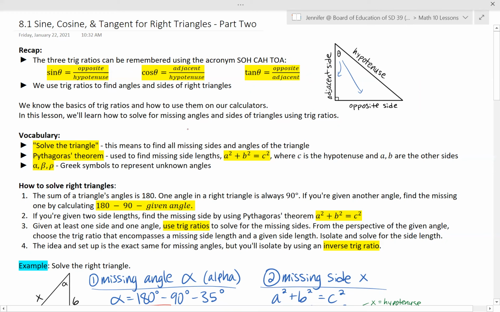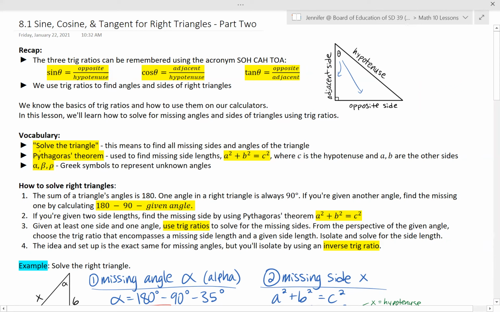We know the basics of these ratios and how to use them on our calculators. In this lesson, we're going to learn how to solve more complex problems where you're solving for a bunch of missing angles and sides. So some important vocabulary. If you are asked to solve the triangle, that means to find all missing sides and angles of that triangle.